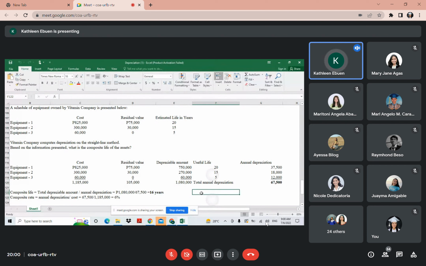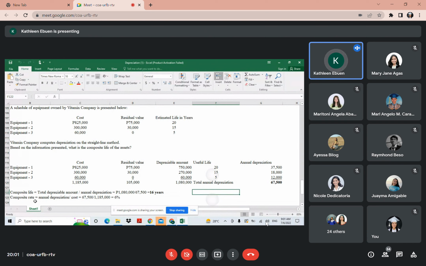So, kapag may decimal places, for example, 15.5. So, titignan nyo sa choices kung merong 16 years or may 15.5 years. No? So, pwede nyo siyang i-round off. So, depende po dun sa choices na binigay sa problem. So, ito kasi eksaktong 16 years.